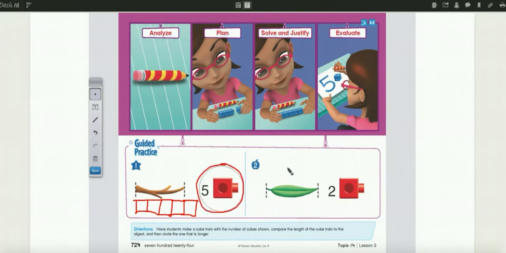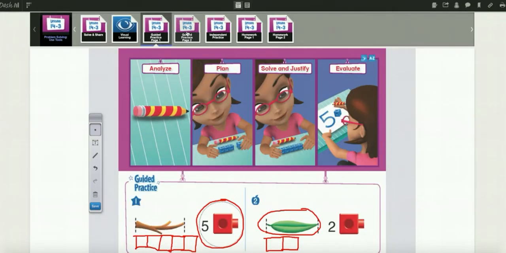Number 2, we have a picture of a leaf and we have 2 cubes. 1, 2. Which one is longer? The leaf. So we're going to go ahead and circle the leaf. Let's go ahead and go to the next page.